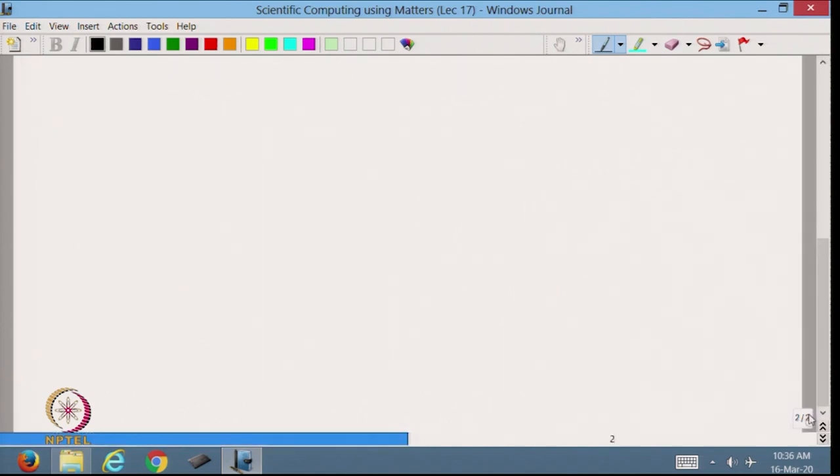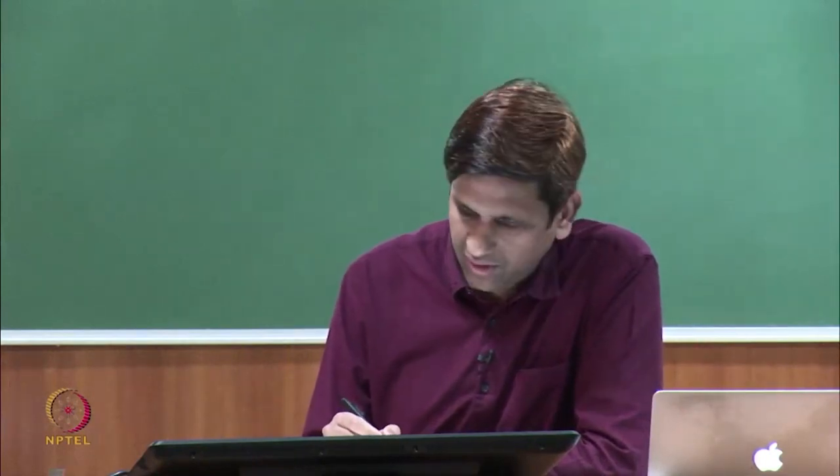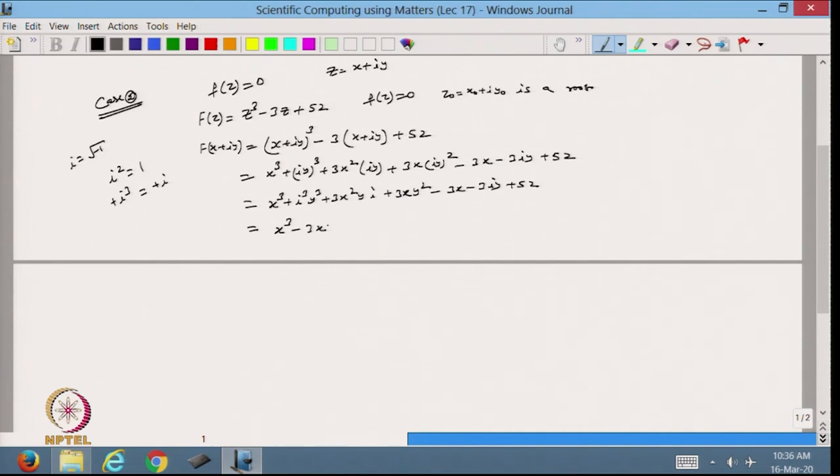Now I can expand, and I can collect the real terms and the imaginary terms. So I can write here x cubed minus 3x y squared, because i squared is minus 1, and i cubed will be minus i. So this one is okay. Then minus 3x and plus 52.